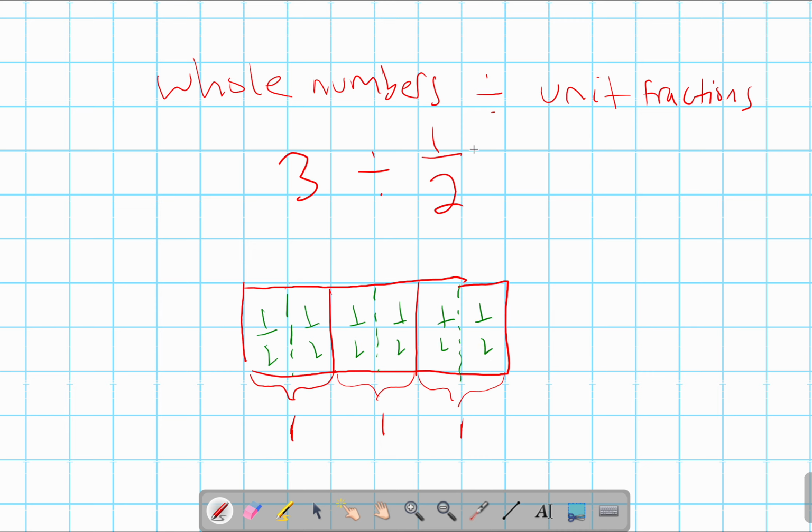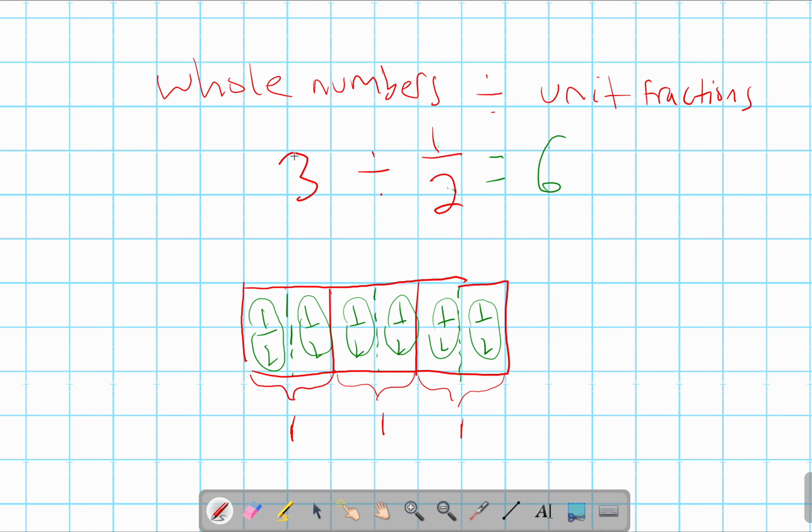So in this question, I'm asking myself, how many times does 1/2 fit into three wholes? Well, as we can see there, 1/2 fits 1, 2, 3, 4, 5, 6. So the answer is 6. So 1/2 fits into 3 wholes 6 times. 3 divided by 1/2 equals 6. So notice that when we divide a whole number by a unit fraction, the answer is always going to be greater than 1.